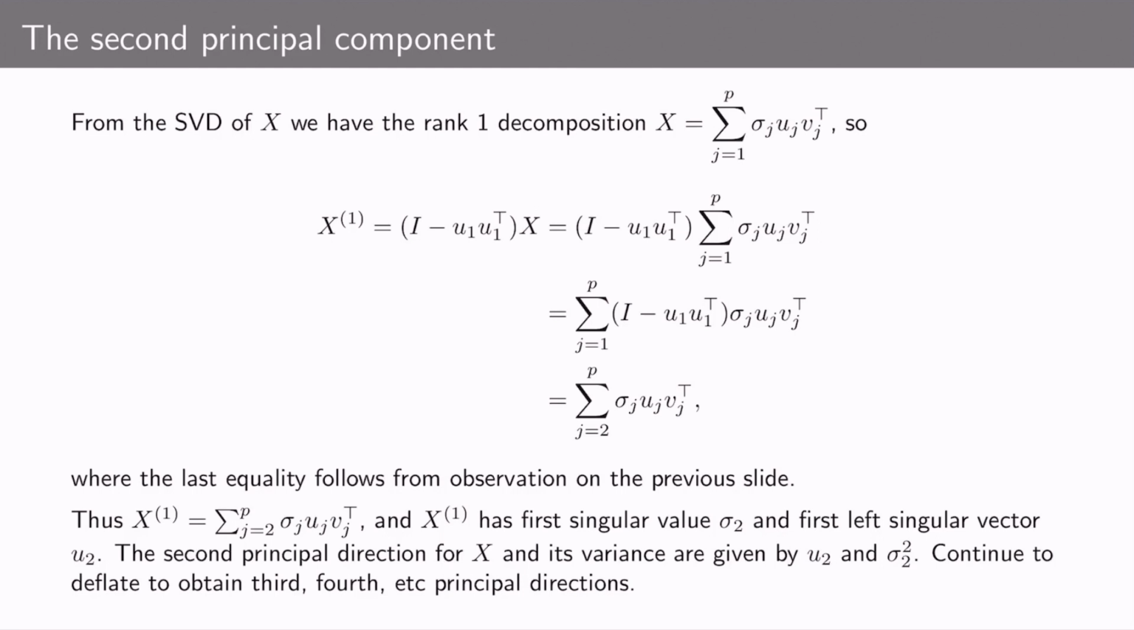The first singular value of x1 is sigma 2. The first left singular vector of x1 is u2, and the first right singular vector of x1 is v2. So we found that the second principal direction for x, which we define to be the first principal direction for the deflated data x1, is u2, and the variance in that direction is given by sigma 2 squared. We can continue to deflate to obtain third, fourth, etc. principal directions.